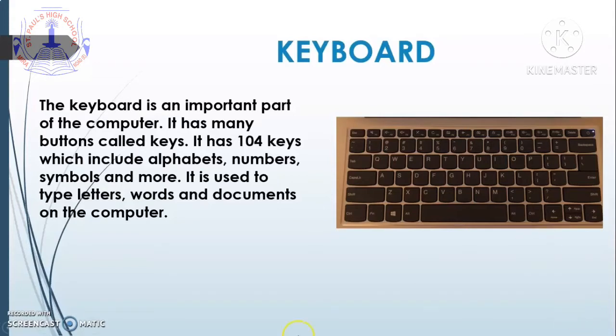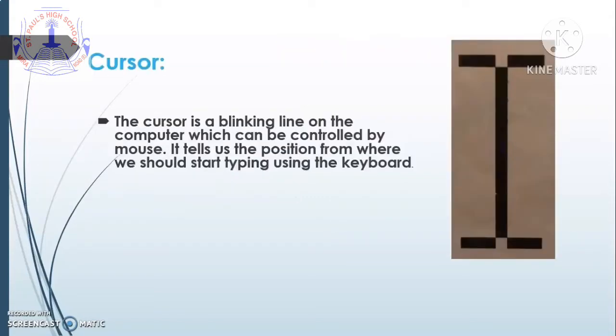Now you can see the picture on the screen. The picture is of a keyboard. The black colored buttons are called keys. What are they called? Keys. Now there are different types of buttons. The first ones are the numbers, the next are the alphabets, then here are the symbols and more. So there are different types of keys or buttons on the keyboard. That's why it is called a keyboard. Understood?